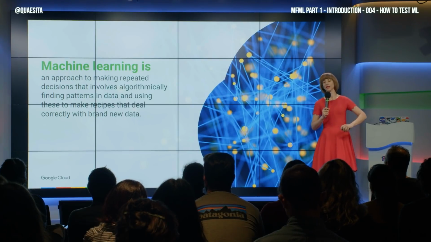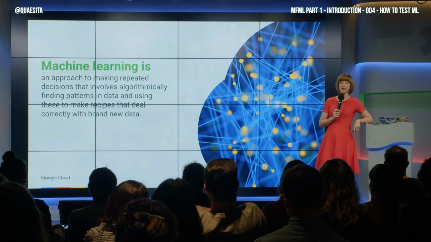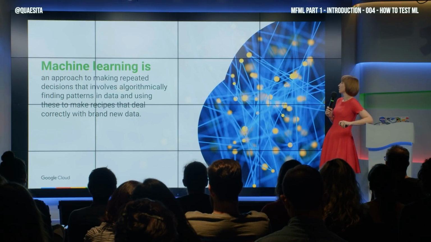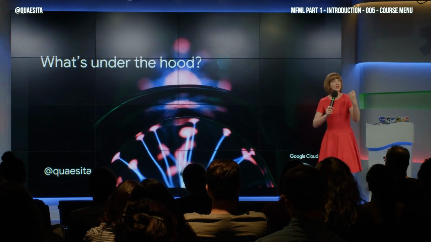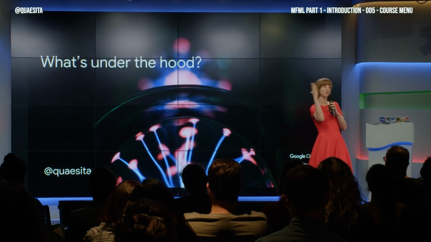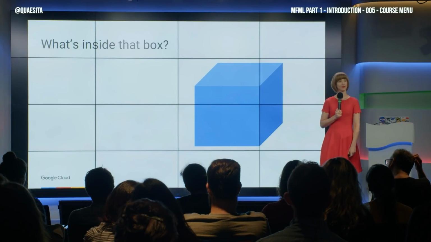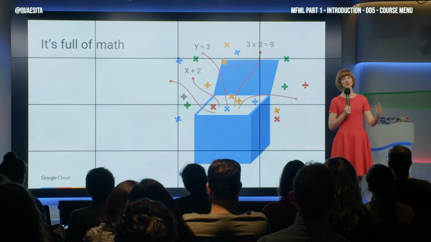So what is machine learning? It's an approach to making repeated decisions that involves algorithmically finding patterns in data and using these to make recipes that deal correctly with brand new data. Okay, now what's under the hood? How does it decide where to put that thing? What's inside that black box? Surprise, it's full of math.